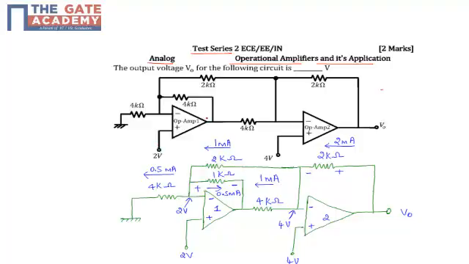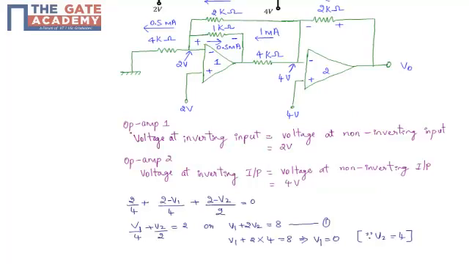The output of op amp 1 is connected to the negative terminal of op amp 2, and the positive terminal of op amp 2 is connected to 4 volts, and the op amp 2 output is V0. We need to find this V0 value. In op amp 1, the voltage at the inverting input is equal to the voltage at the non-inverting input, that is 2 volts, and in op amp 2, the voltage at the inverting input is equal to the voltage at the non-inverting input, that is 4 volts.